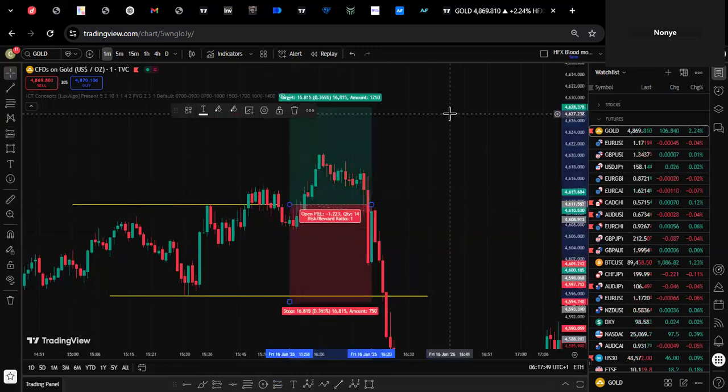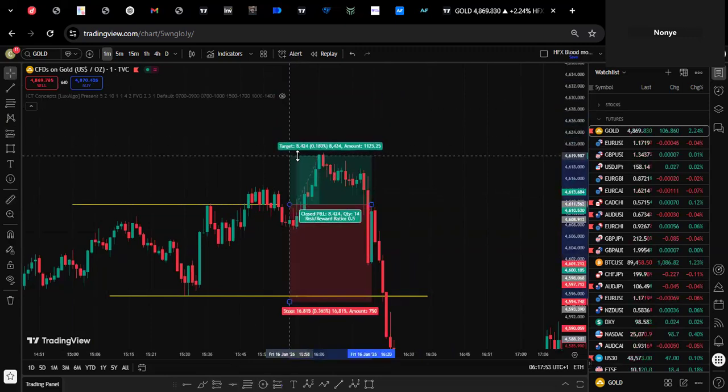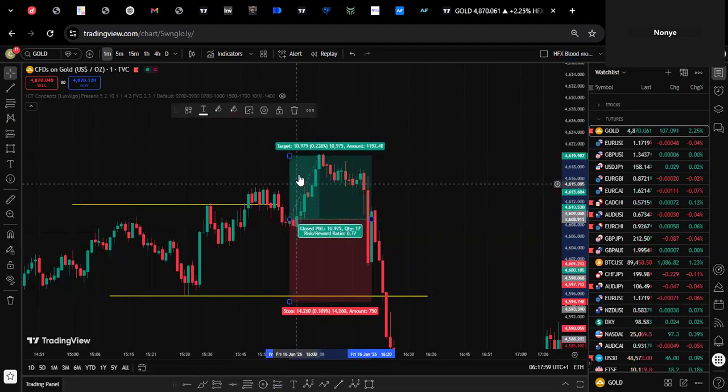If you buy from here and you're targeting, this is just like 8. But if you've bought from this lower point, it's already 10 pips, right? So sometimes it's not always up to 10 pips. But the main thing is for you to consistently follow this, right?